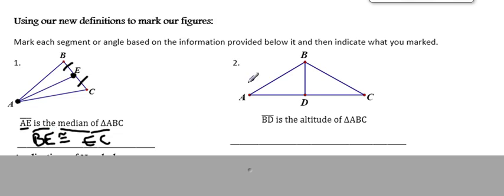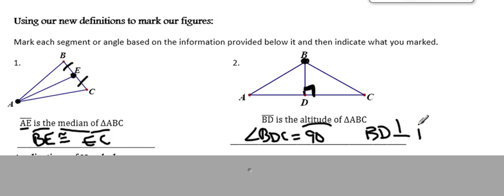On number 2, it says that BD is the altitude. An altitude is a segment in a triangle that connects a vertex of the triangle to its opposite side at a right angle. So as soon as we see the word altitude, we need to mark that right angle because BD is perpendicular to AC. So we put a right angle symbol here, and what we marked is that angle BDC is 90 degrees, or you can say that BD is perpendicular to AC.